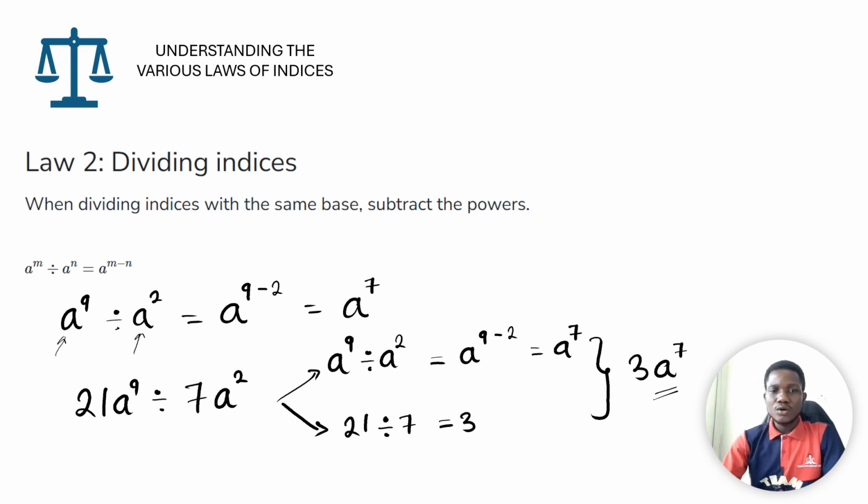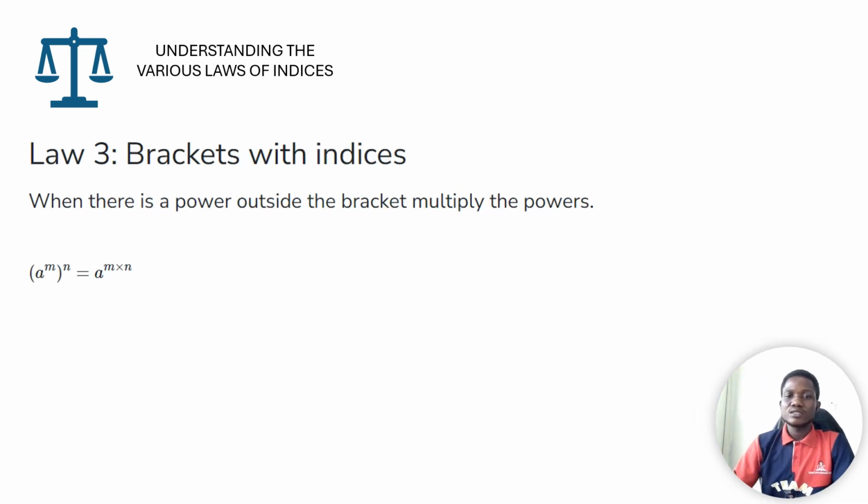Third, let's go to the law of brackets with indices. And so this law is very simple. When you have a base number to the power of an index in a bracket to another index, what you basically need to do is just multiply the indices together. So if you have a to the power of m, all in the bracket to a power of n, it becomes a to the power of m multiplied by n.